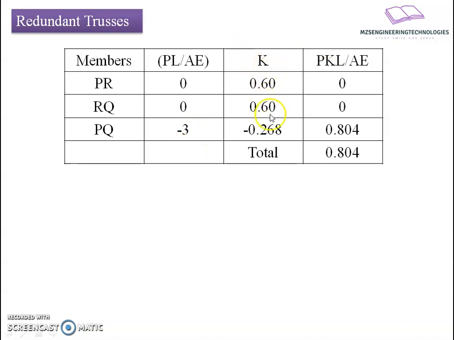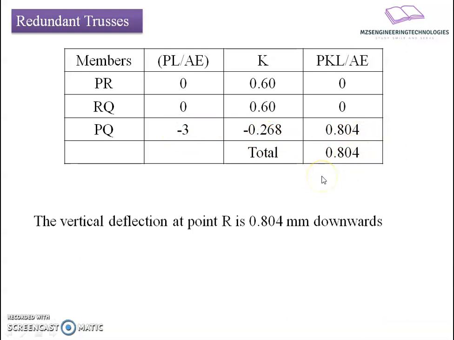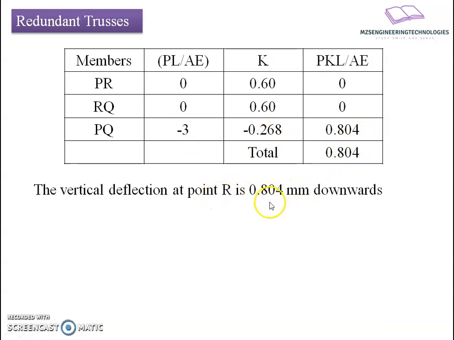Now the K coefficients I will put in the assembly. For PR we got 0.6, for RQ we get 0.6. They are positive since the forces were compressive in nature, and for PQ we have considered the force tensile in nature, minus 0.268 kilonewton being the magnitude of that tensile force. Now we require the product K PL upon A. Since the first two elements have zero contribution here, it will be 0, and the last product results in a value of 0.804, which says that there will be a displacement of the joint of 0.804 mm in the downward direction.